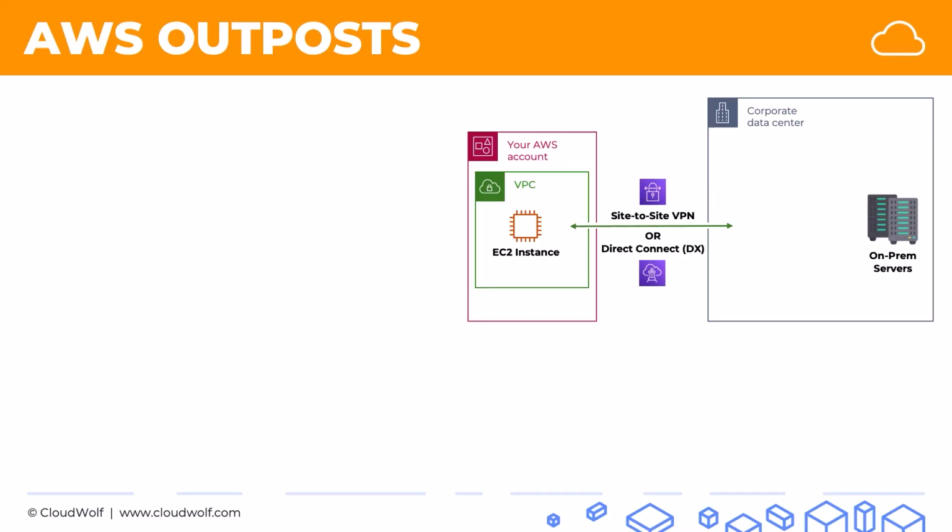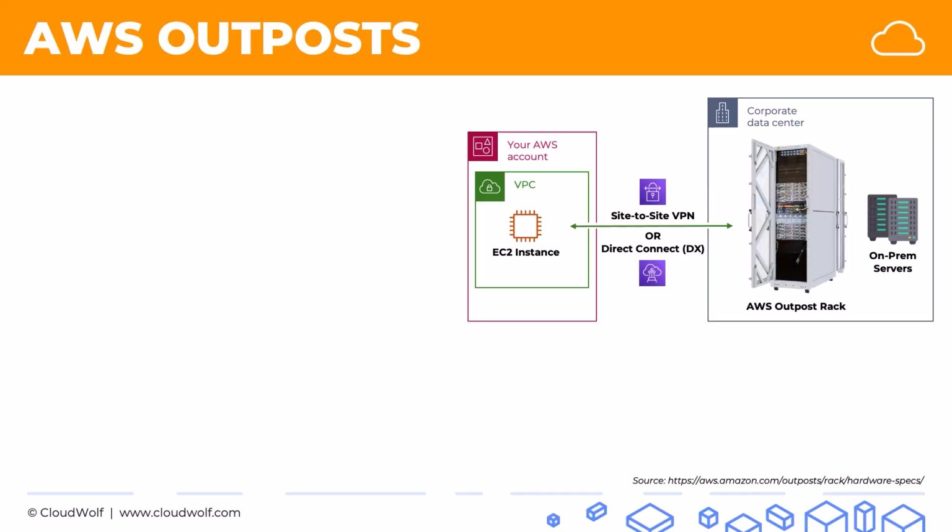And their solution is Outposts, AWS Outposts. So Outposts come in two sizes. There are Outpost racks, which you can see here in front of you, and there are Outpost servers, which are smaller. So in either case, well, let's talk about an Outpost rack.